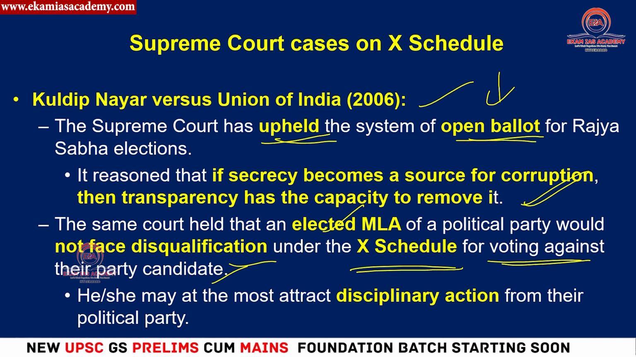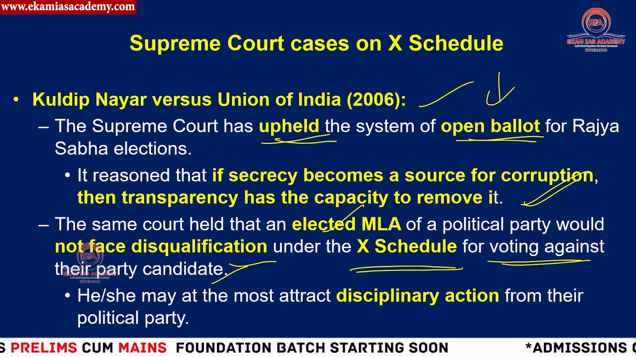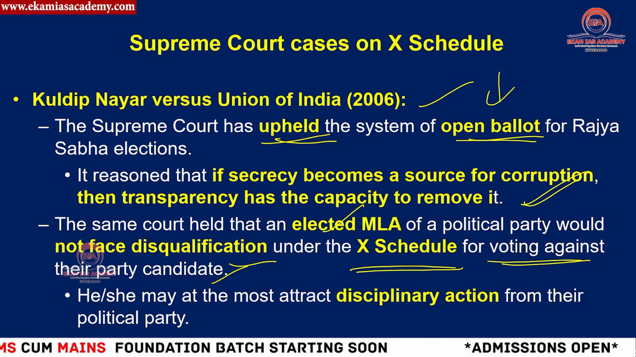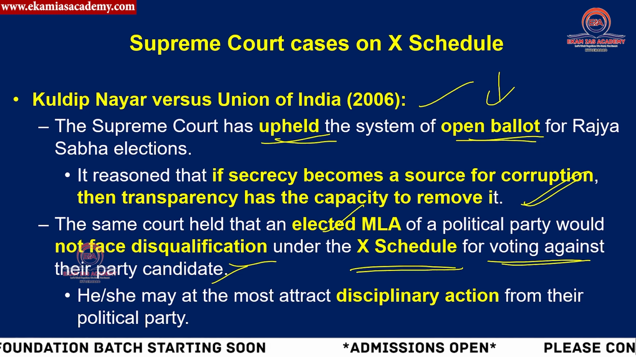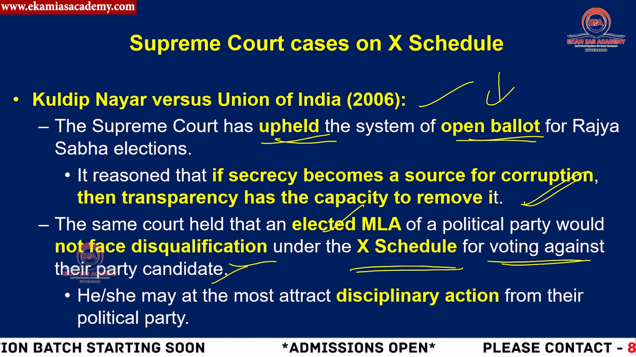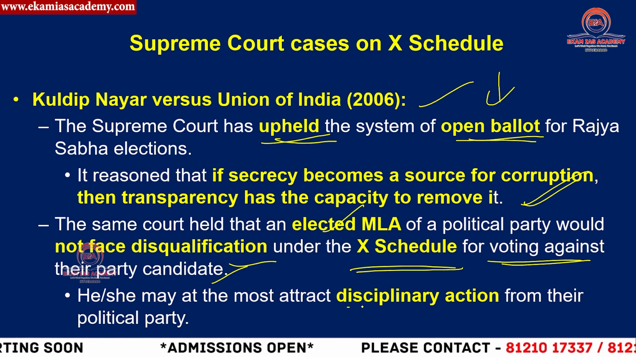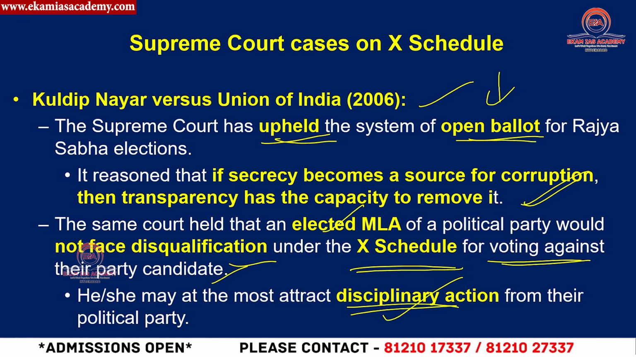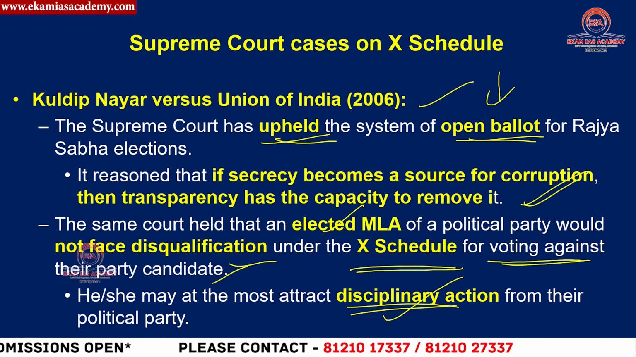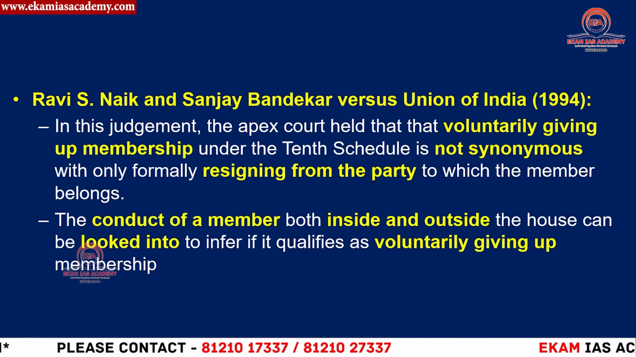They have given the concept of open ballot, but they have clearly cautioned that even if you are voting against the party decision, that will not attract any ground of disqualification under the Tenth Schedule. So you cannot defect that particular person under the anti-defection rule. But what the party can do is take disciplinary action, meaning temporary suspension or some other disciplinary action. This is what was specified by the Supreme Court in the Kuldeep Nayar case in 2006.